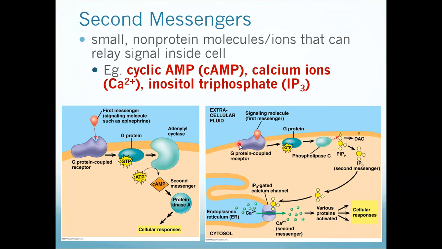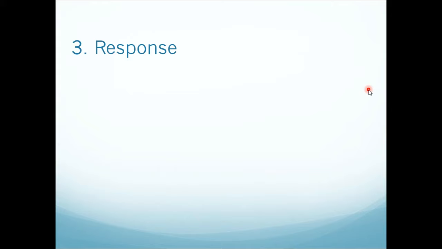Now, there can be these things called second messengers, or sometimes they're called secondary messengers. And these are going to be small molecules or ions that can also send a signal. Okay, so they can continue the signal. I don't need you to memorize any of these examples, but your book likes to talk about the cAMP and the calcium ions a bit. Don't memorize it. Okay, I want to move on to response.